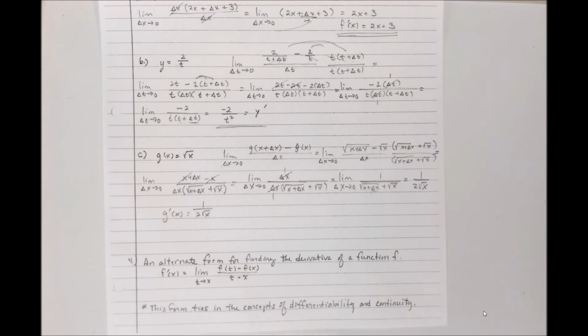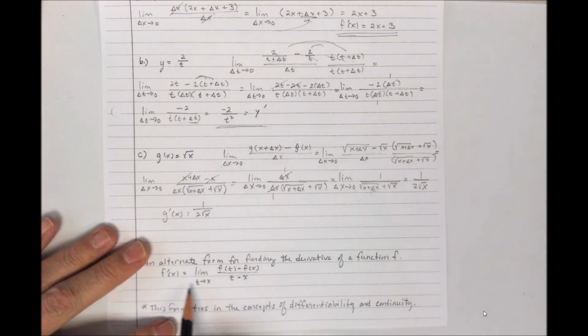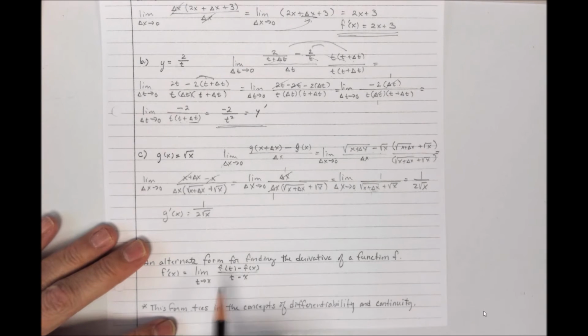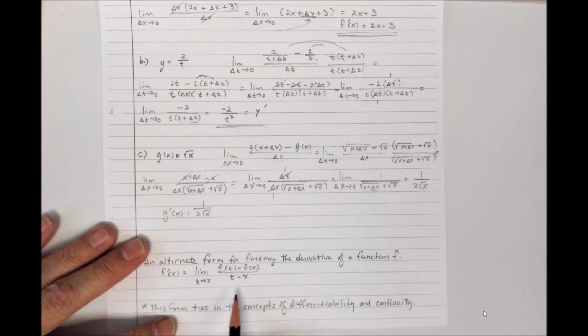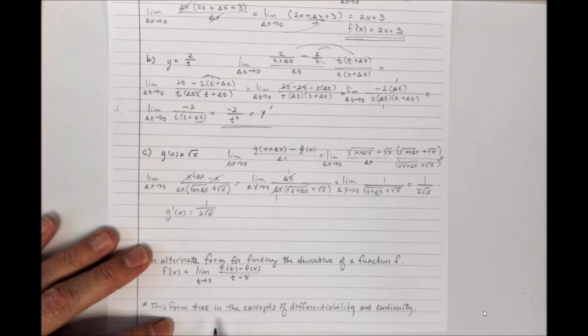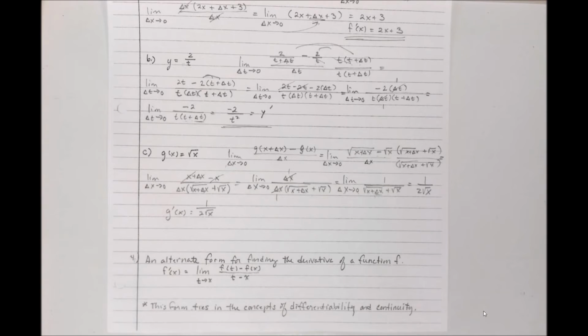Now there's an alternate form of the definition for finding the derivative of a function, and that is that f prime of x is equal to the limit as t goes to x of f of t minus f of x over t minus x. It's still the slope, and it's still the slope of the secant line. It's just that t is approaching x, so our secant line becomes closer and closer to the tangent line. This particular form also brings together the idea of how differentiability and continuity go hand in hand here.